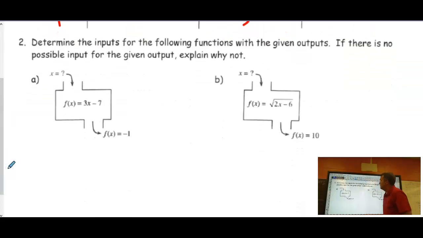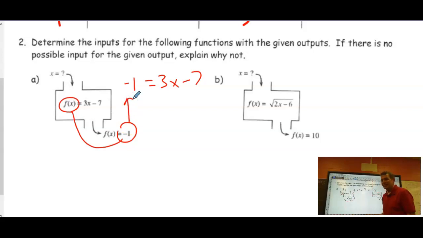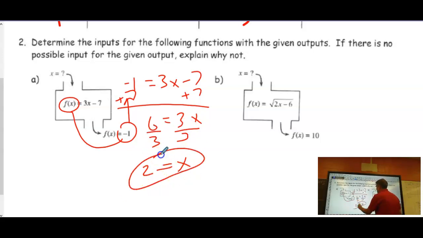Number 2, I know the output is negative 1, so I'm putting negative 1 in for f of x. And this would be negative 1 equals 3x minus 7. So I put negative 1 in for the output, and now I solve for x, the input. And I would add 7 to both sides, giving me 6 equals 3x. And I would divide both sides by 3 and get x equals 2.